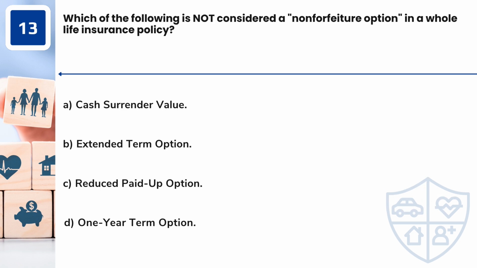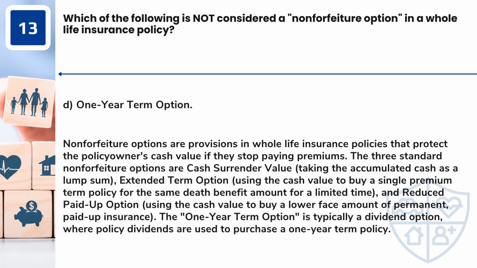Question 13. Which of the following is not considered a non-forfeiture option in a whole life insurance policy? A. Cash surrender value. B. Extended term option. C. Reduced paid-up option. D. 1-year term option. Answer: D. 1-year term option.